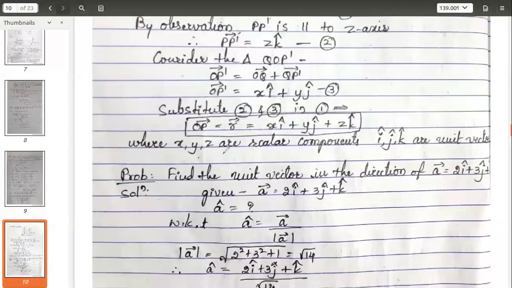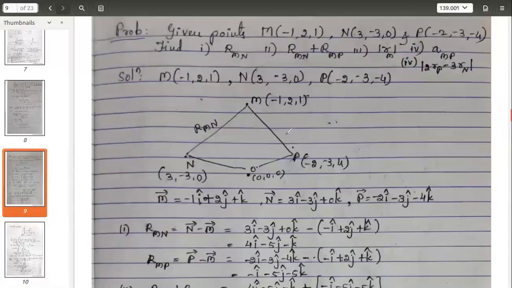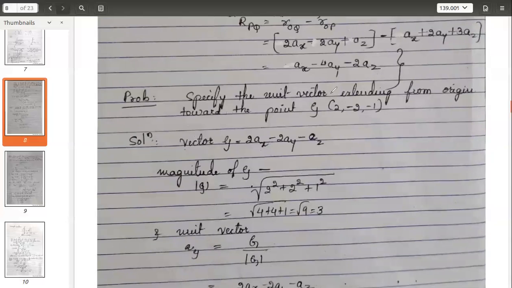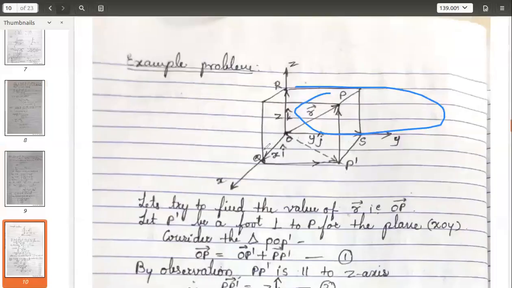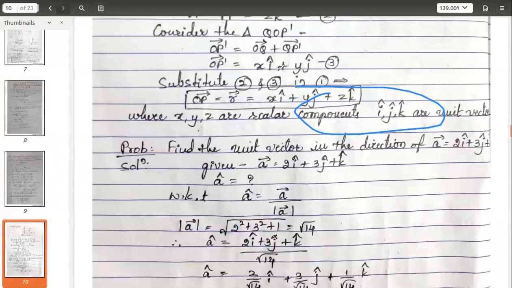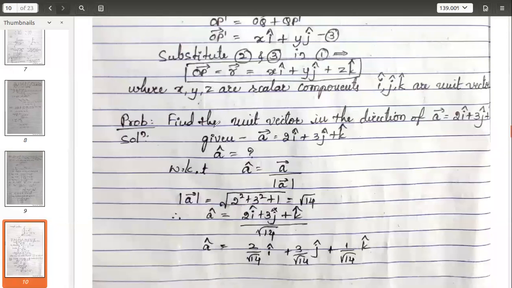Similar to the earlier problem which we solved here, where point G was given and you found the unit vector in the previous session, one more example is taken here. Find the unit vector in the direction of A. There it was G, here it is taken as A. A is given in this form. How to find the unit vector?